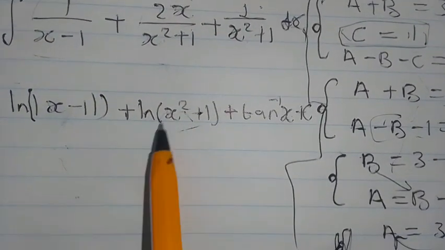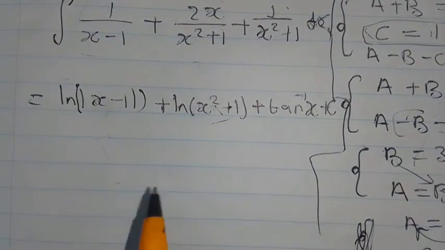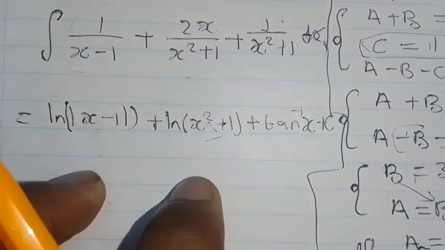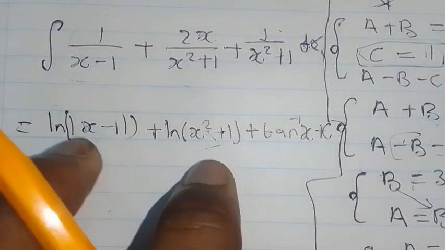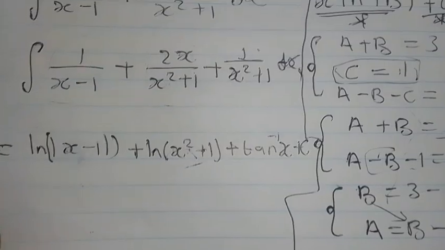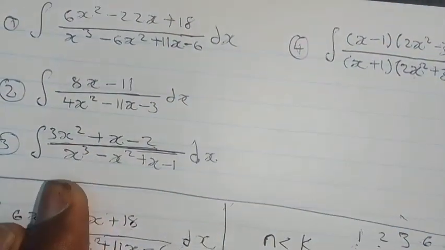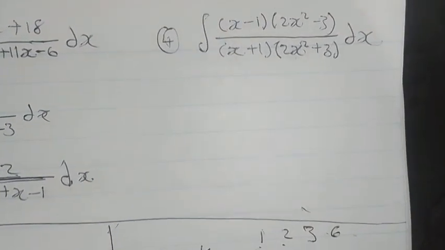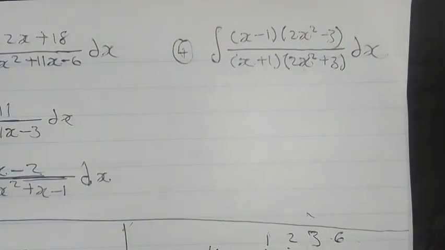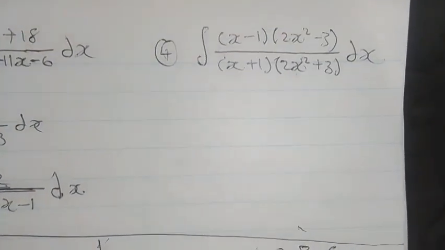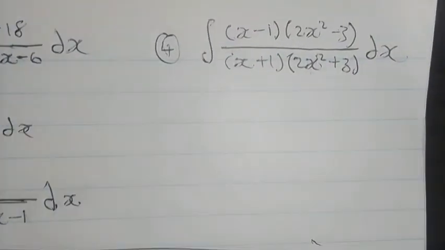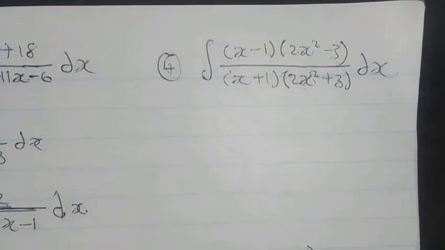Notice here I didn't put absolute values because x squared plus 1 is always positive. But you see the 2 lns here, right? You can further simplify this if you want to. So now I worked out these integrals. The last one is for you guys, right? And if you're struggling with this one, you can get it down in the comments, or you can text me on that.